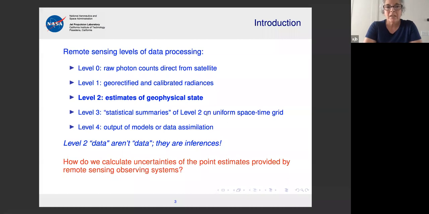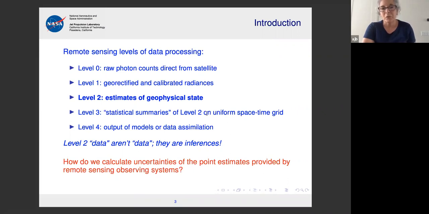ground. And it's only in going from this level 1 to level 2 that there are estimates of geophysical state, like surface temperature or temperature in the atmosphere or water vapor in the atmosphere or cloudiness or properties of the surface or properties of the ocean, like ocean height or sea surface temperature. Only then are the geophysical states inferred at level 2.